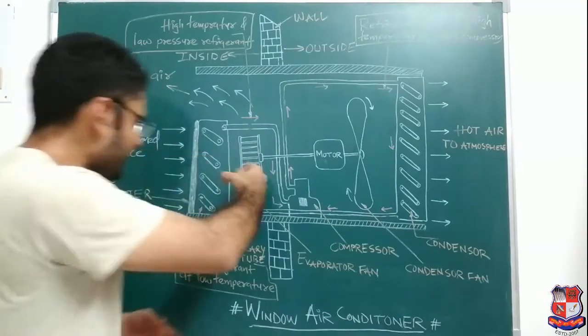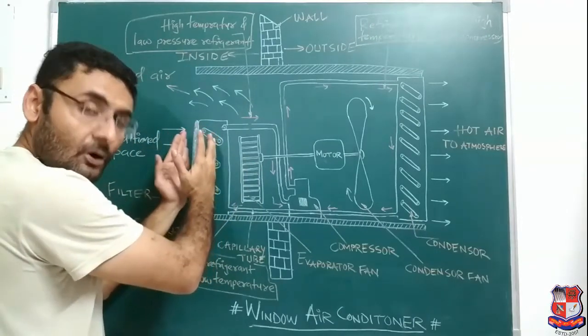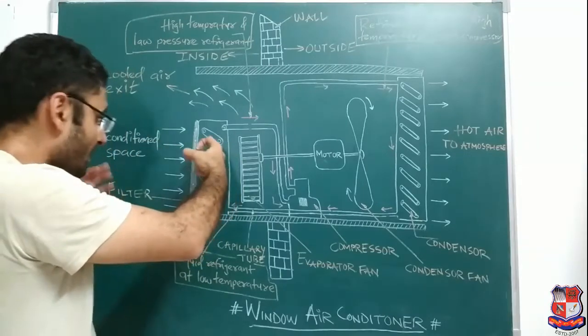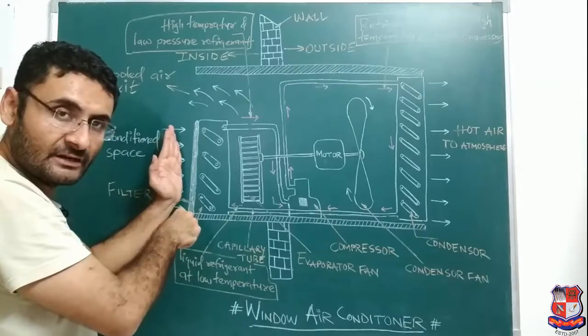Now that very low pressure and temperature refrigerant will once again enter the evaporator. Once again, what will the evaporator do? As the temperature of the refrigerant in the evaporator is very low, again the evaporator will absorb the heat from the room. Again, dust particles are removed with the help of the filter.